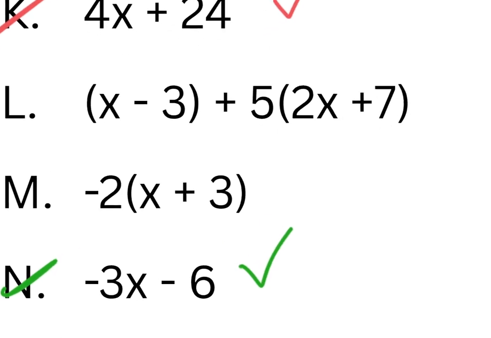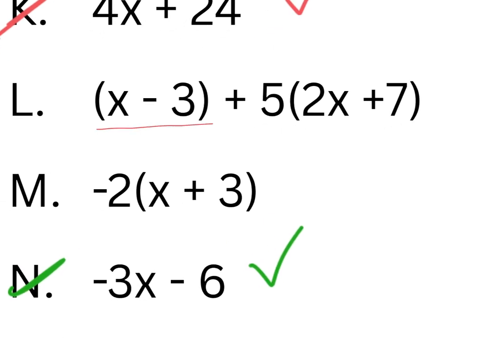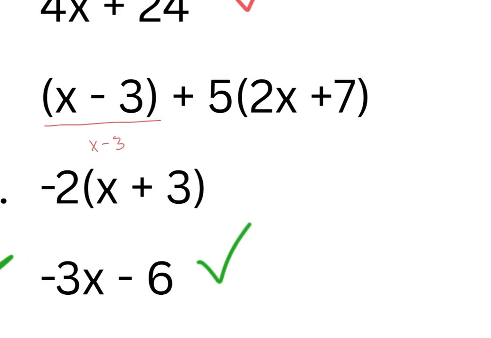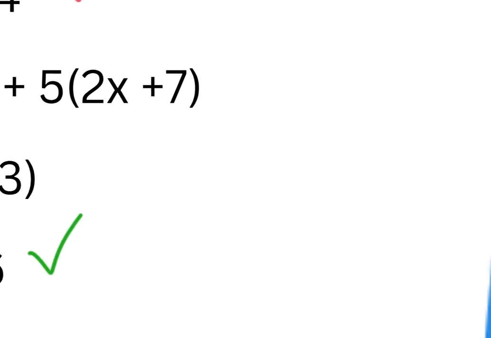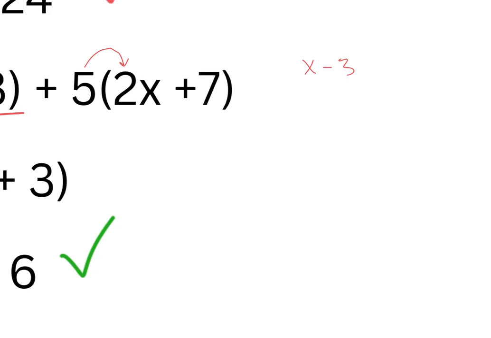So L, I can start simplifying. This first part, x minus 3, cannot be simplified. So I'm just going to bring him down. The next part, though, in fact, hang on, let's not bring him down. Let's move over to the right. So that was x minus 3, x minus 3. This 5 can be distributed. It's a positive 5, right? So that becomes 10x. And 5 times 7 is positive 35. How is it positive? Well, because a positive times a positive is positive, right?